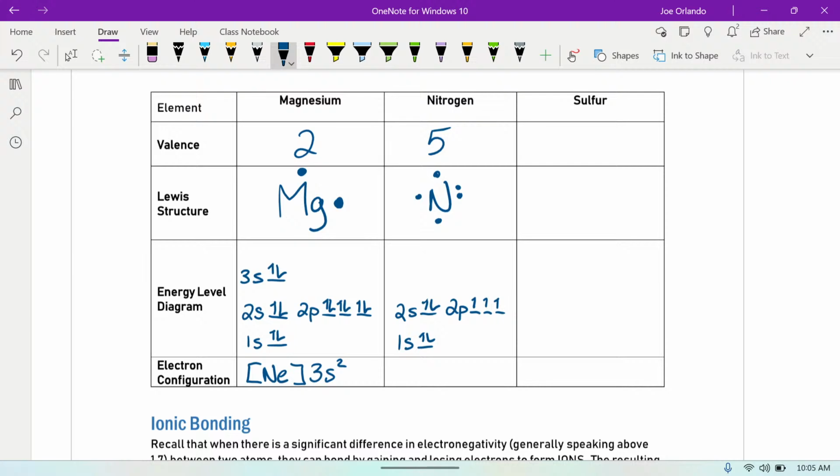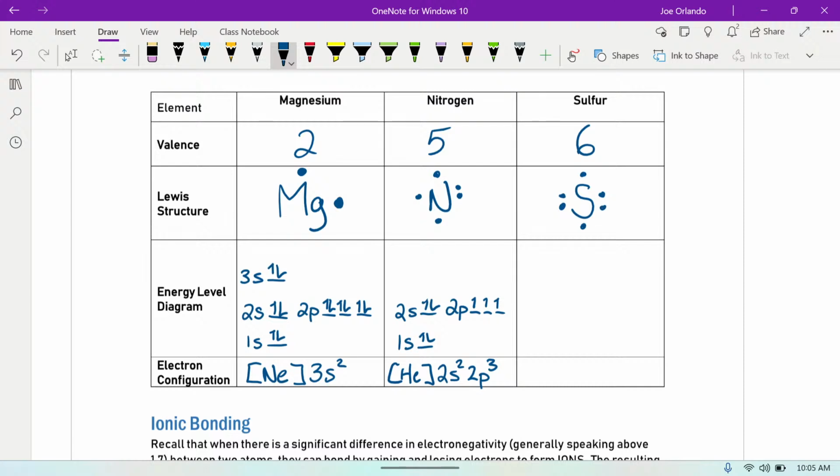How would we write its electron configuration? Helium, and on top of that it has 2s2, 2p3. Very good. Okay. What about sulfur? 6. Okay. S has 2, 2, 1, 1. Yeah, and where you put the 2s doesn't matter.